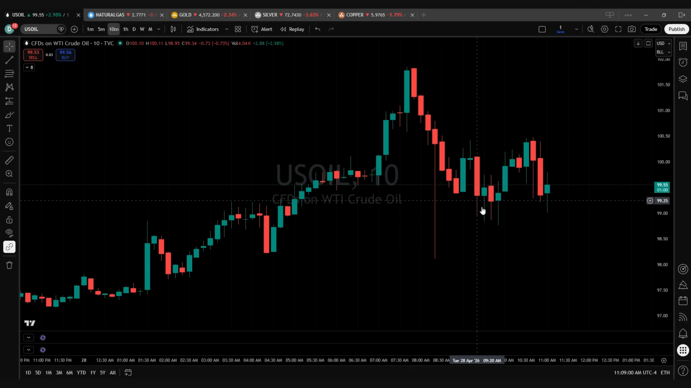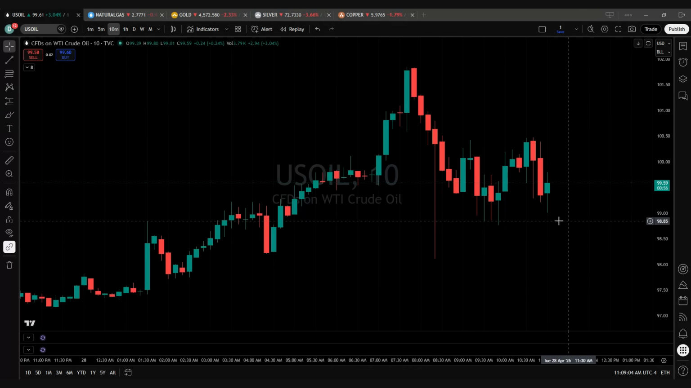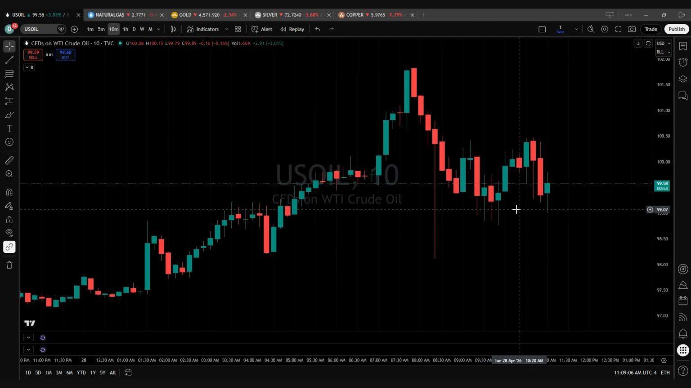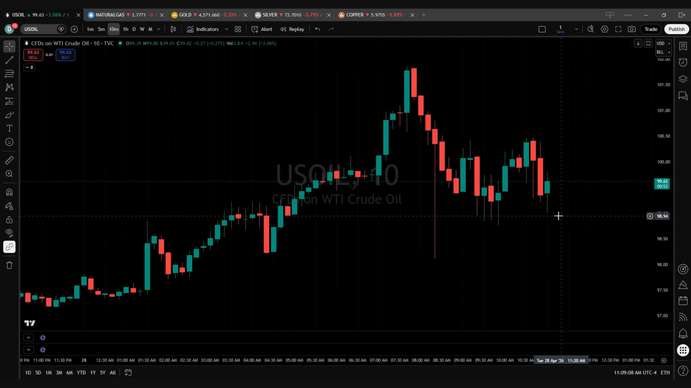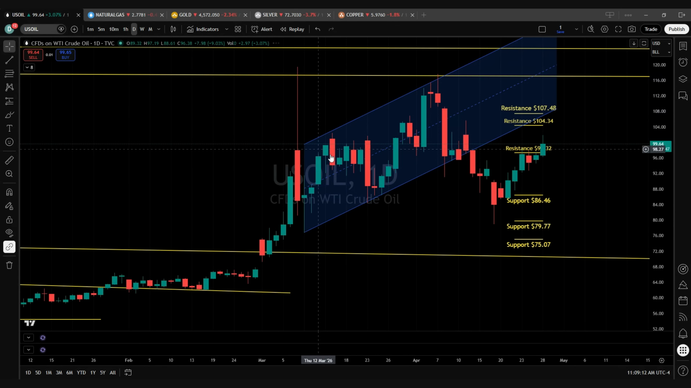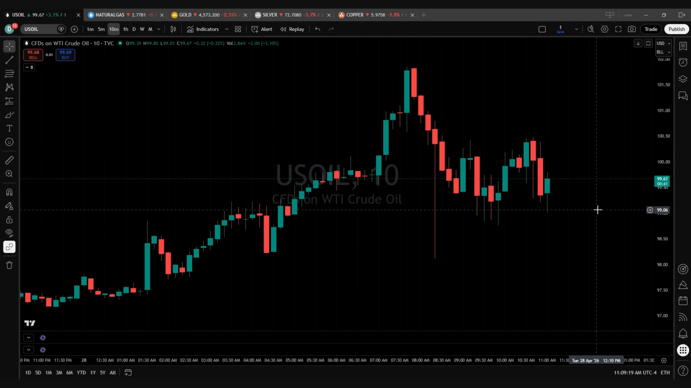Now, eventually, if we keep tagging that like we are, we can break through. The more that you tag a support level, it can break through. But at least right now, this $99 level is holding price. So let's just say, hypothetically, this $99 level holds.